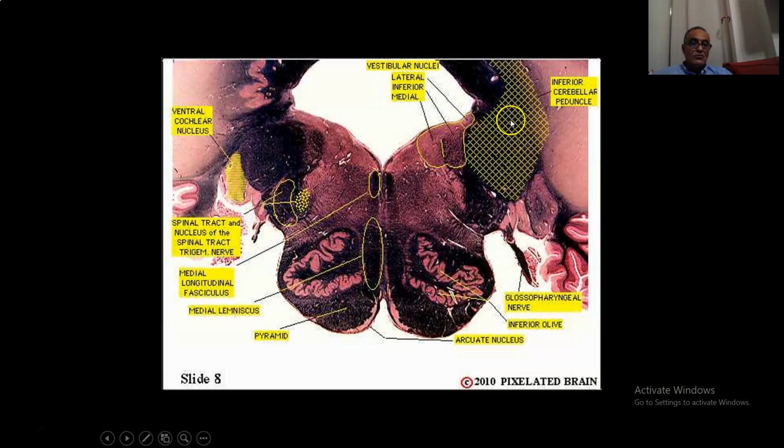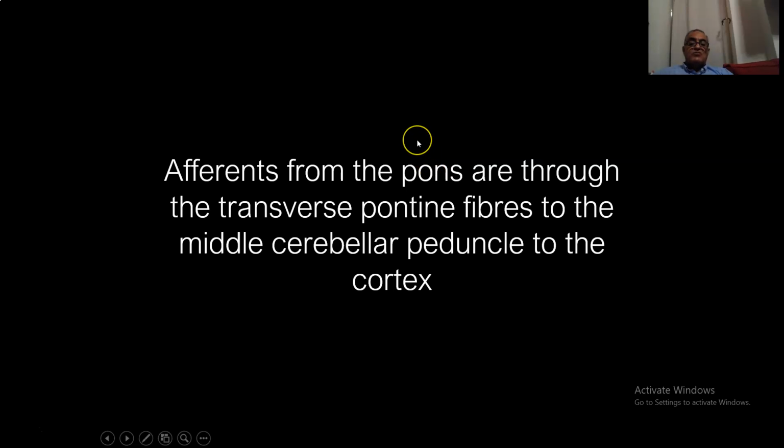And this, if you want to see, is the inferior cerebellar peduncle, and this is the juxta-restiform body. Now we finished the afferents from the medulla. We are going now to discuss the afferents from the pons.